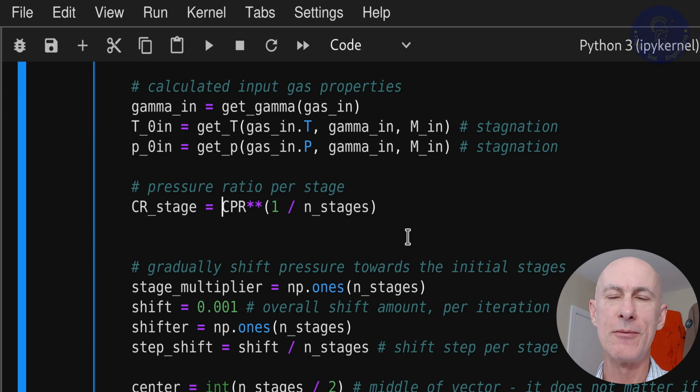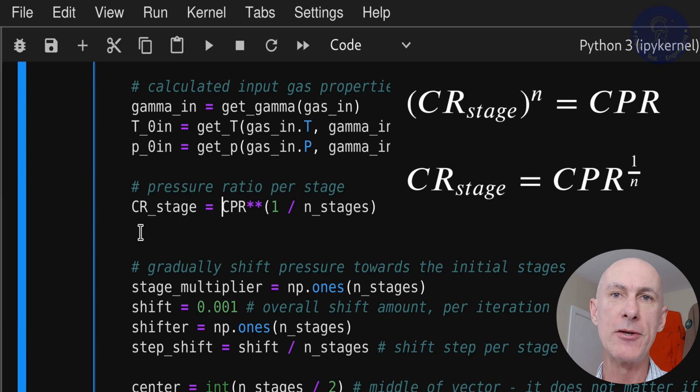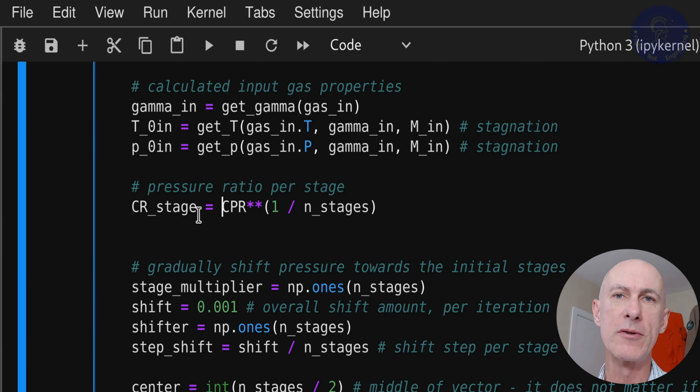Now, we need to figure out what is going to be the pressure ratio per stage. And we can calculate the ratio per stage as being the n stages root of the overall compressor pressure ratio. That's going to be stored on this variable here. This is a way that if you multiply this number by n stages, you get the CPR at the end.